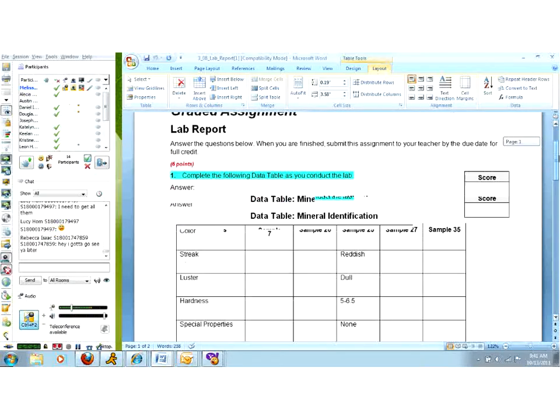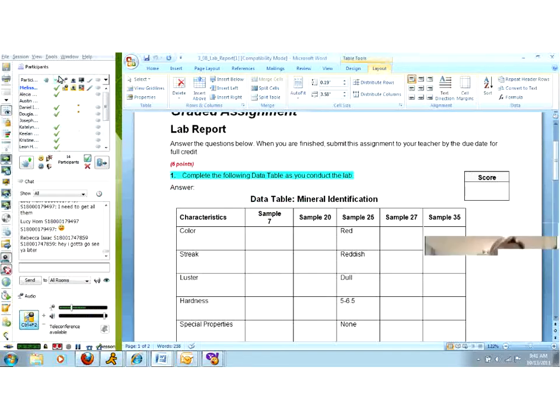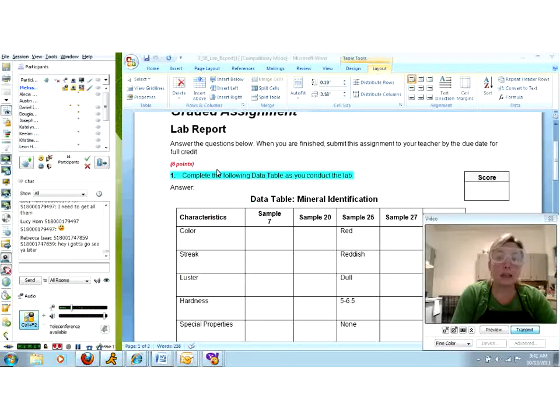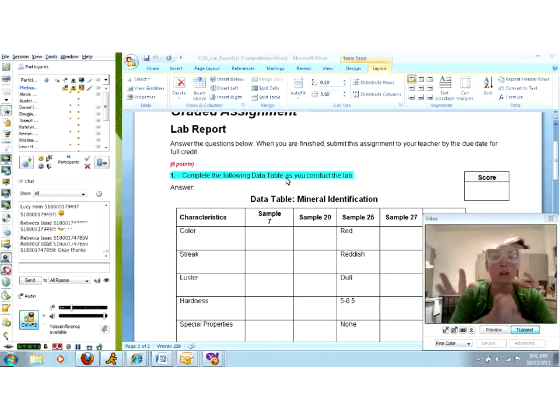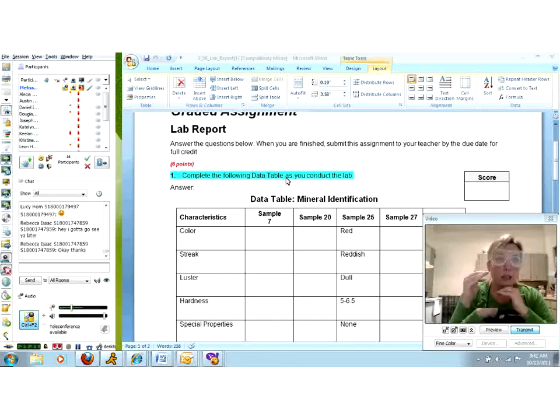Okay, so this is what your lab report looks like. We're going to start with number 1. Number 1, we're going to complete the following data table as we conduct the lab. So what you're going to see me do here is I'm going to go back and forth between my directions. Okay? The directions go in the same order that the lab report does. So you just follow the directions step by step, and you won't miss anything. All right? So number 1 says complete the data table as you conduct the lab, and I highlighted the things that you really need to pay attention to.